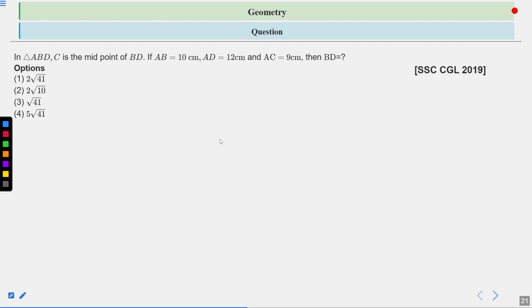In triangle ABD, C is the midpoint of BD. If AB is 10 centimeter, AD is 12 centimeter, and AC is 9 centimeter, then BD is? This question was asked in the SSC CGL 2019 exam. There are four options. First one is 2 root 41, second is 2 root 10, third one is root 41, and fourth one is 5 root 41. Now you have 10 seconds to analyze the question. Your time starts now.